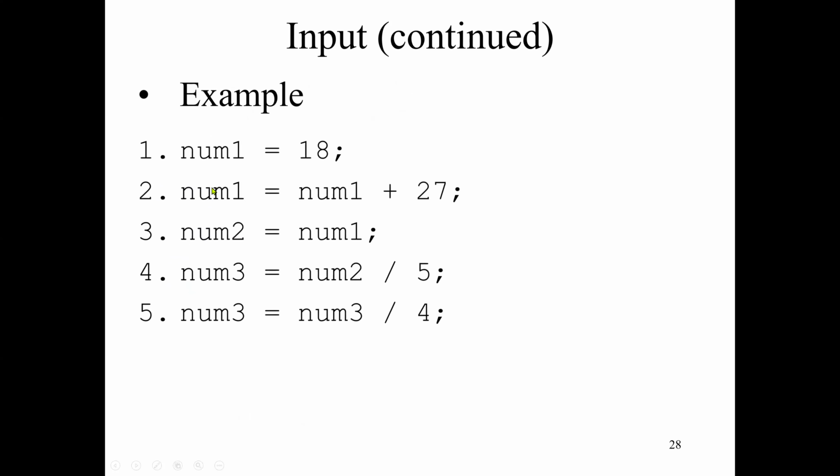So this is another example. As we said, we assign 18 to num1. Now they ask us what the answer will be here. We are adding 18 plus 27, so our answer here will be 45. So num1 will be 45 now. We assign num1 to num2, so num2 also becomes 45, which means num1 is 45 and num2 is 45. Now we divide num2 by 5, so that will give us 9. So num3 will be 9. Then we divide 9 by 4, and that will give us 2. So num3 will be 2 now instead of 9.